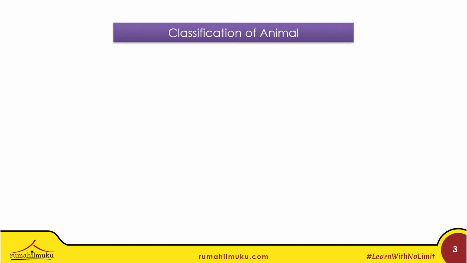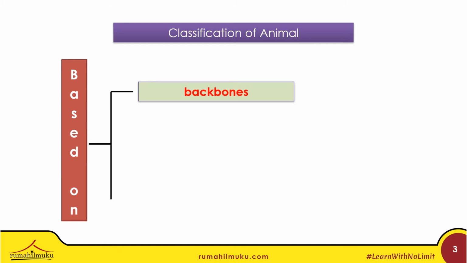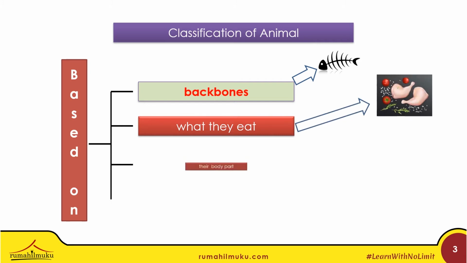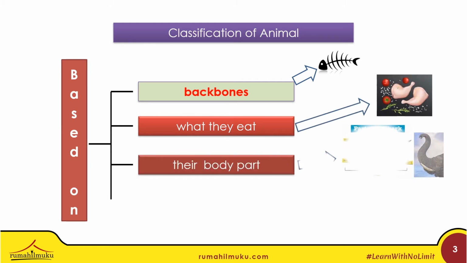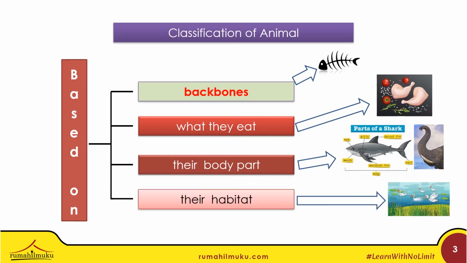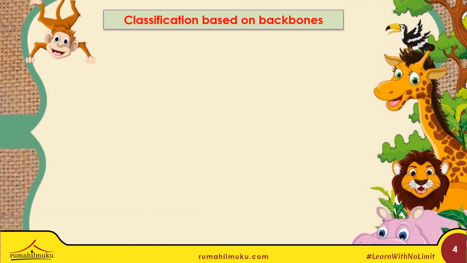Now, there are a few ways of classifying animals, and you can classify them based on their backbones, what they eat, their body parts, and their habitat. Let's start with classification based on backbones first.